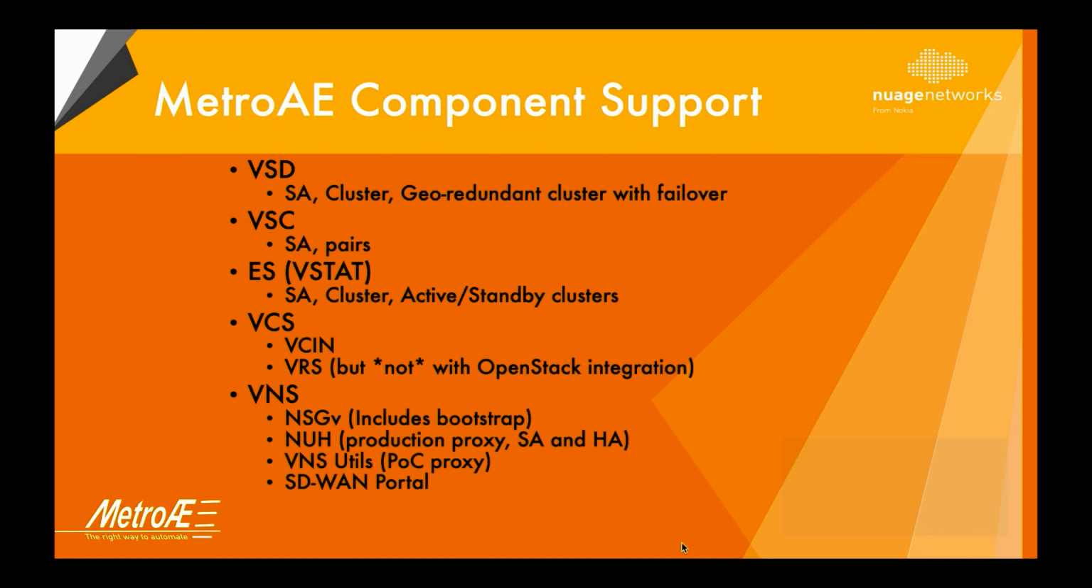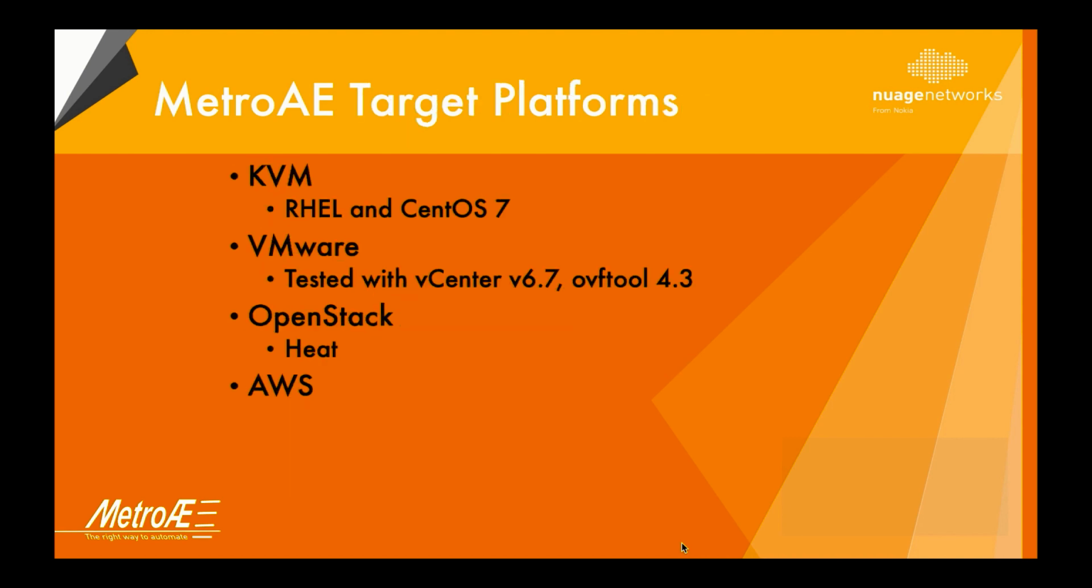On VNS or SD-WAN, we support the deployment of the virtual NSGs, NSGVs, including a bootstrap of those. The NUH, a network utility hub, which has the proxy, for either standalone or HA configurations. We also support the proc only version of the proxy, which is the VNS utils, and we can also deploy the SD-WAN portal. All of these can be deployed onto various target platforms or hypervisors, including KVM, VMware, OpenStack, and AWS.